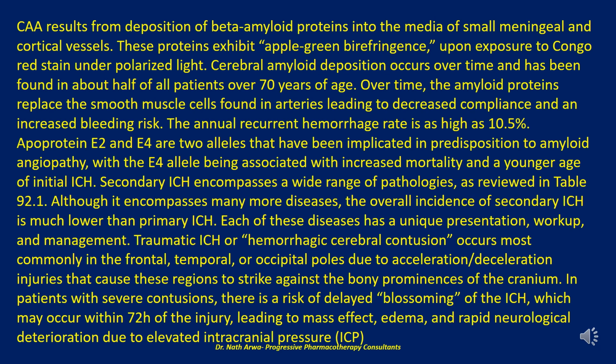Traumatic intracerebral hemorrhage, or hemorrhagic cerebral contusion, occurs most commonly in the frontal, temporal, or occipital poles due to acceleration or deceleration injuries that cause these regions to strike against the bony prominences of the cranium. In patients with severe contusions, there is a risk of delayed blossoming of the intracerebral hemorrhage, which may occur within 72 hours of the injury, leading to mass effect, edema, and rapid neurological deterioration due to elevated intracranial pressure, abbreviated as ICP.